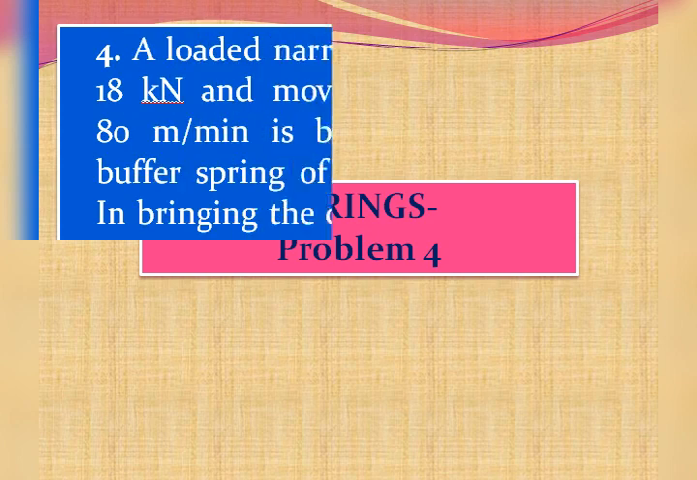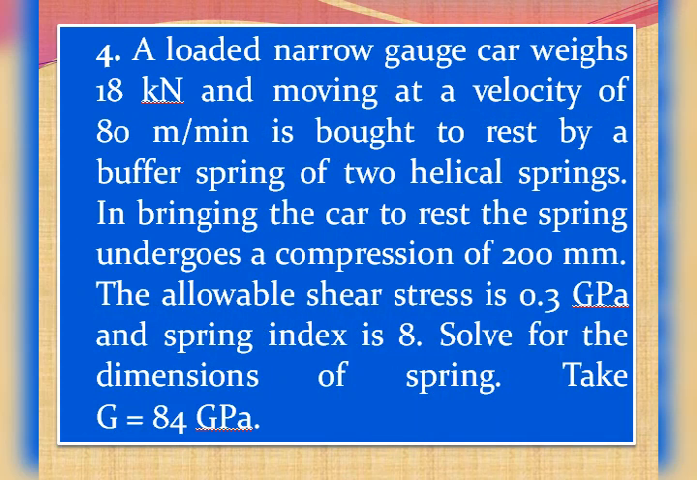With this, we'll start one more problem on springs. The statement of the problem is like this: a loaded narrow gauge car weighs 18 kilonewton and moving at a velocity of 80 meters per minute is brought to rest by a buffer spring of 2 helical springs. In bringing the car to rest, the spring undergoes a compression of 200 mm. The allowable shear stress is 0.3 gigapascal and the spring index is 8. Solve for the dimensions of spring. Take G equal to 84 gigapascal. This is all about the given problem.